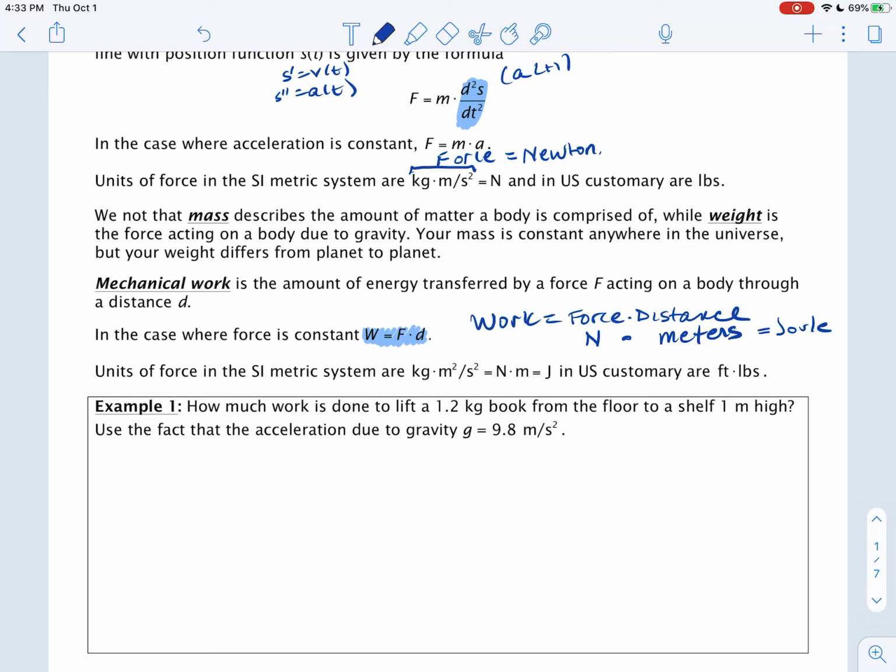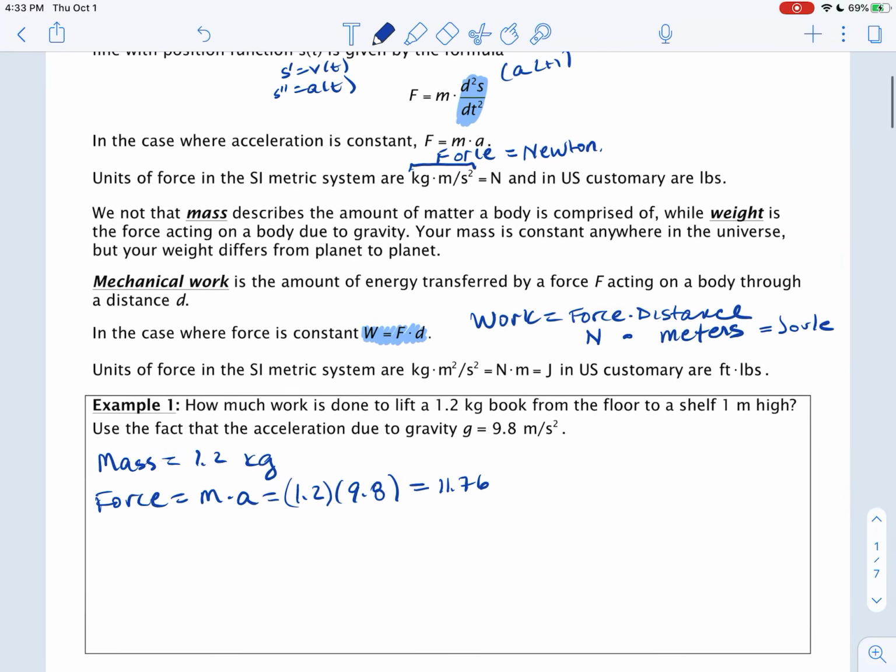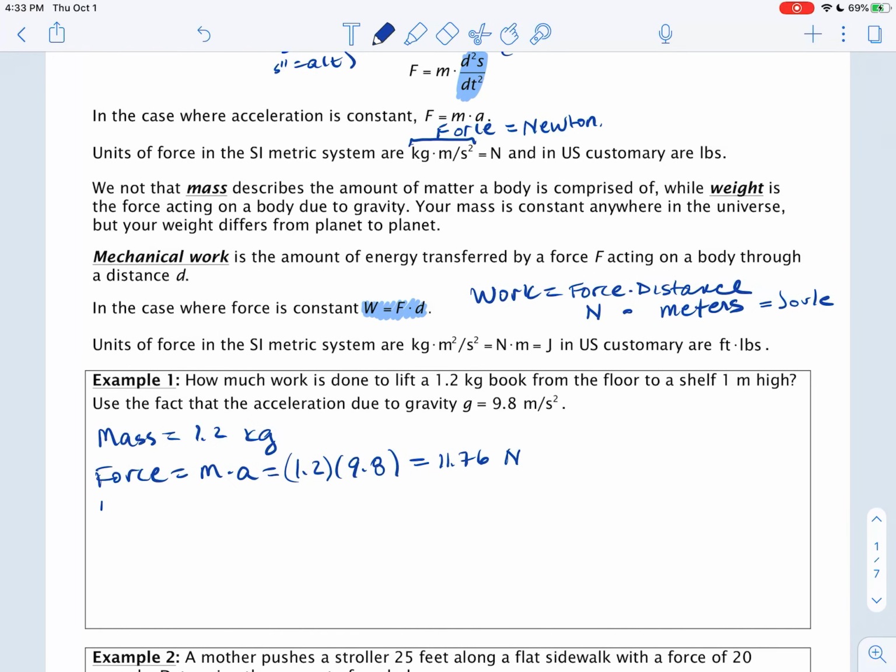So whenever you're given kilograms and you're working with work problems, make sure that you multiply your kilograms by g, which is 9.8 meters per second squared. This is our acceleration due to gravity. Good. So we can start off with our mass, which is 1.2 kilograms. That means our force is going to be mass times acceleration, so that's going to be 1.2 times 9.8. And if we multiply that together, we'll get 11.76, and that is going to be in newtons.